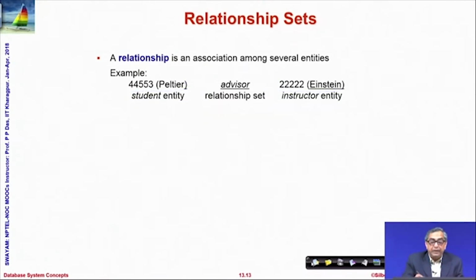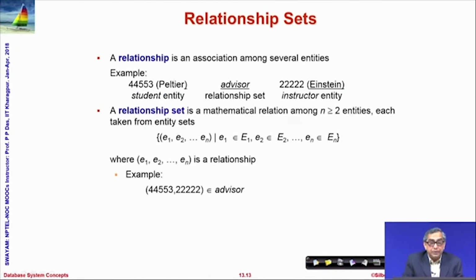So, whenever we relate 2 or more entity sets like this, we get relationships. So, a relationship is a mathematical relation among 2 or more entities, each taken from the entity set. So, you can see that it can have components E 1, E 2, E n, and each entity E 1 should belong to entity set capital E 1, E 2 should belong to entity set capital E 2, and so on, and is called a relationship. We have already seen the advisor relationship as above.